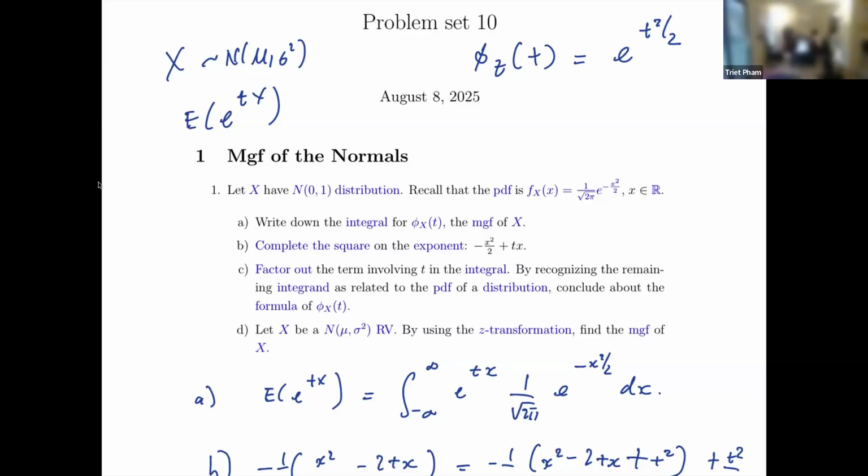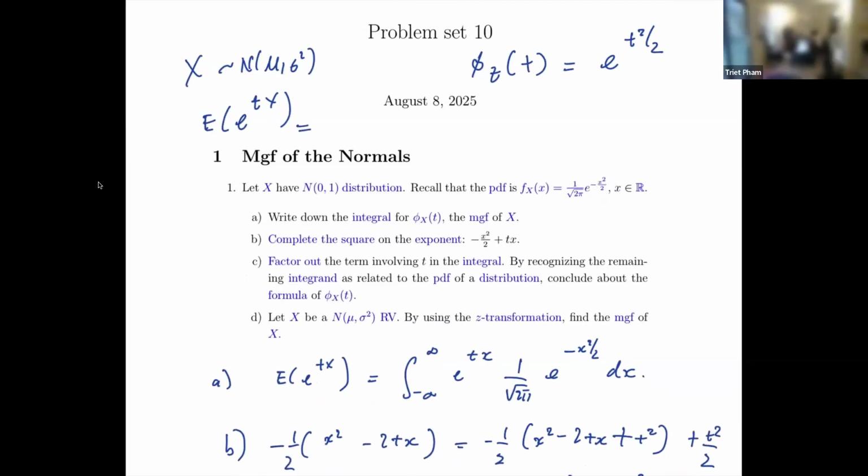Well, the answer is, if X is a normal mu, sigma squared, then the Z transformation would say X is sigma times the standard normal plus mu. And so it will be e to t mu, and then the expectation of e to t sigma z. How do we evaluate that?